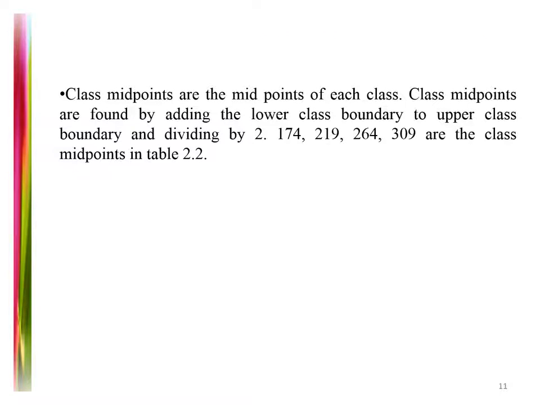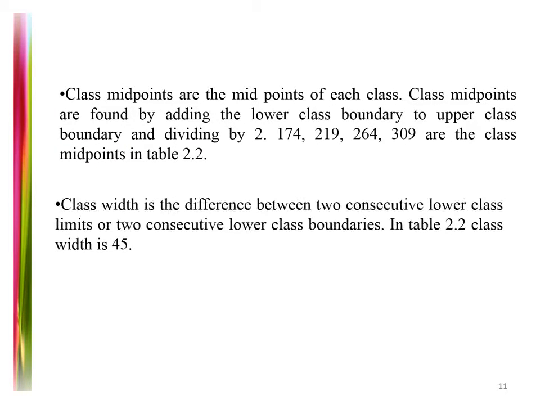Okay, the class midpoint. The class midpoint is also useful in some situations. Suppose you calculate the first class midpoint: you add the upper class limit plus the lower class limit and divide by 2, or the upper class boundary plus the lower class boundary divided by 2. That should be equal to the midpoint. And the class width is the difference between two consecutive lower class limits or two consecutive lower class boundaries. So based on this, suppose in some situation they give a frequency table.